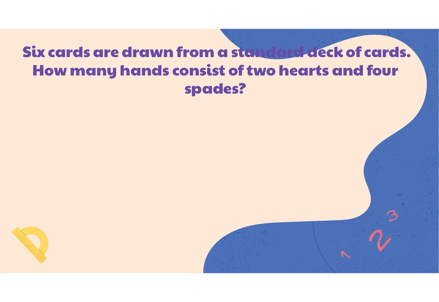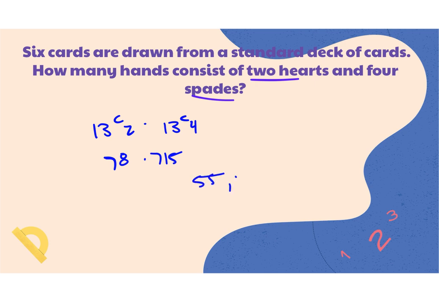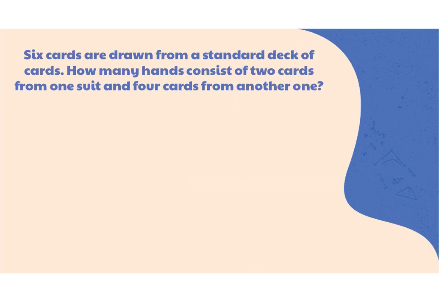So if 6 cards are drawn from a standard deck, how many consist of 2 hearts and 4 spades? You're going to do the same kind of thing. You're going to take 13 choose 2, times 13 choose 4. So that's going to be 78. 13 choose 4 is going to be 715. So it's going to be 55,770 different ways.